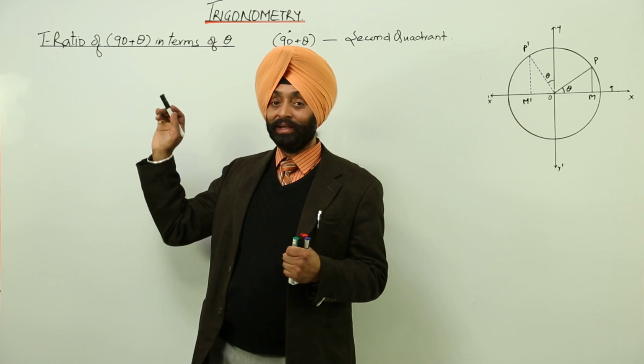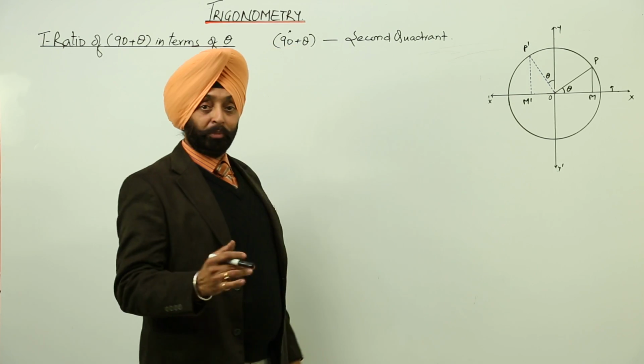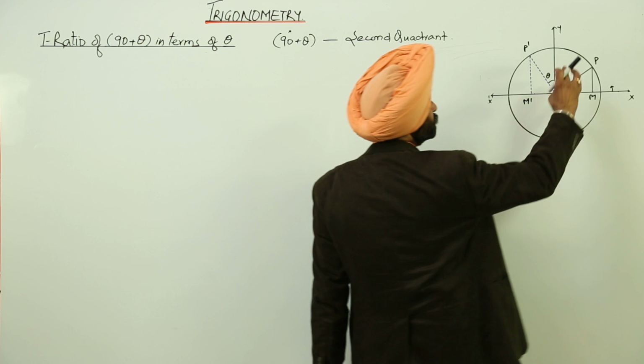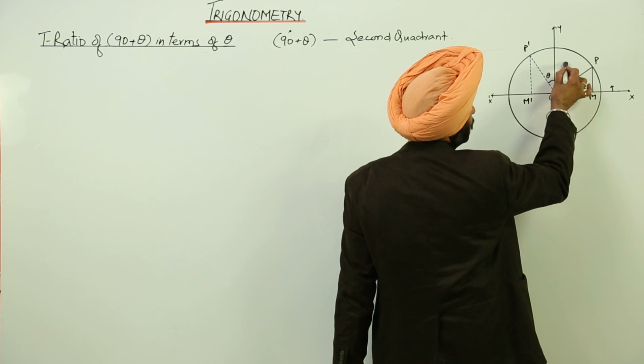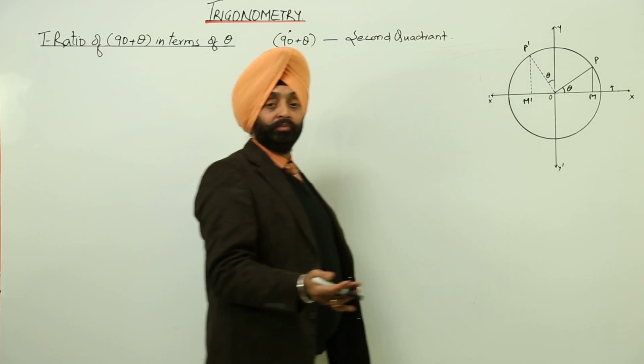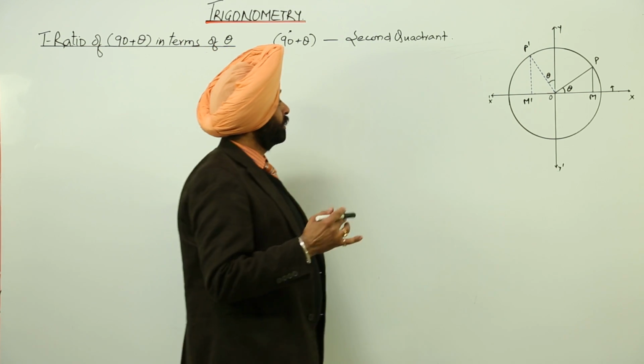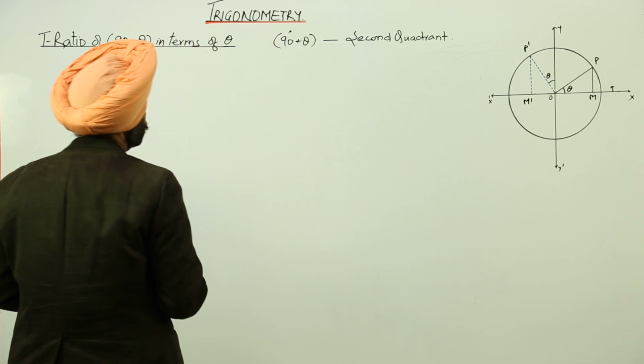Now the T ratios for 90 plus theta. Now 90 plus theta, certainly where is it? The first quadrant is from 0 to 90, and 90 plus theta means it lies in the second quadrant. Okay, so let's discuss it now.